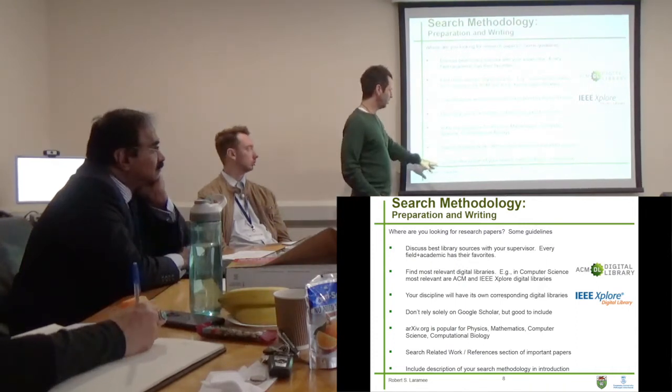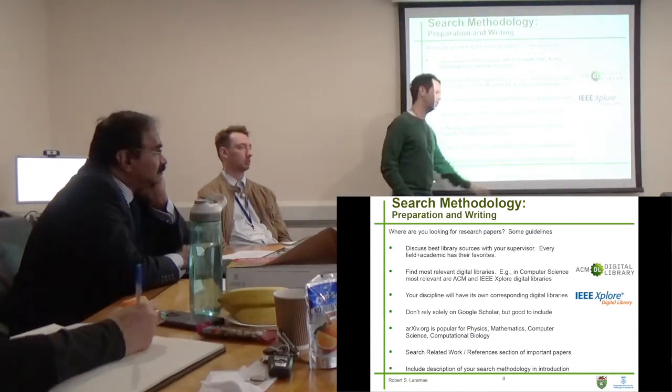And you include a description of how you found your literature, again, in the introduction of your survey. There's a paragraph called Literature Search Methodology, and you describe the search terms you used, how you searched, where you searched, how many papers you found, where you found them, and so on.